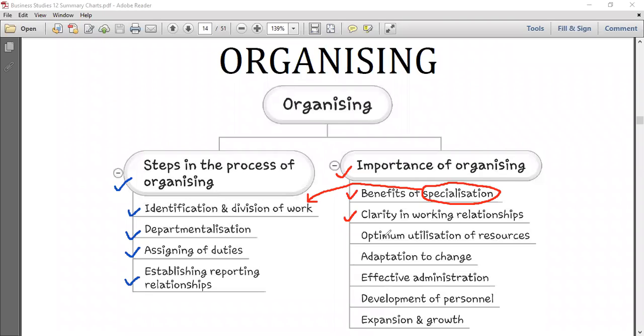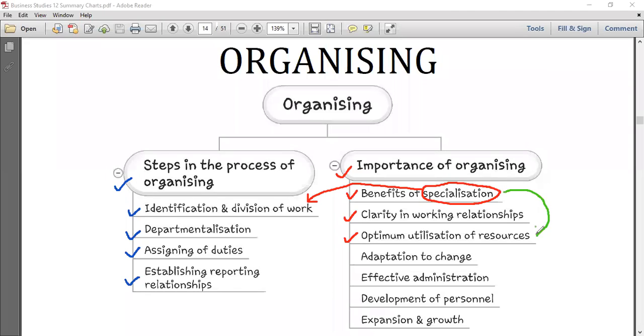The third benefit that we are going to achieve, the third importance of organizing, is optimum utilization of resources. As we are attaining the benefits of specialization, obviously the person who has become specialized in his particular work will now use the resources in an optimum manner. He will make efficient use of resources.